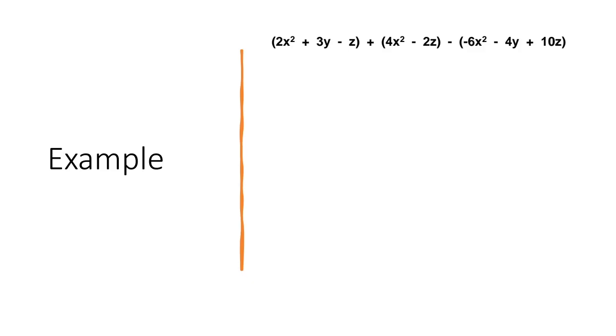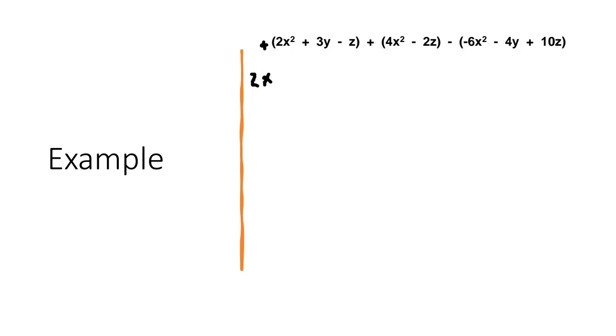Okay, so let's do this one. There's nothing different. Sometimes we have 3 terms in a bracket. That's okay. The same rules apply. So again, there's no sign outside of here, so actually there's a plus sign. So what we're going to do is drop the bracket and write it as is. So we have 2x squared plus 3y take away z.